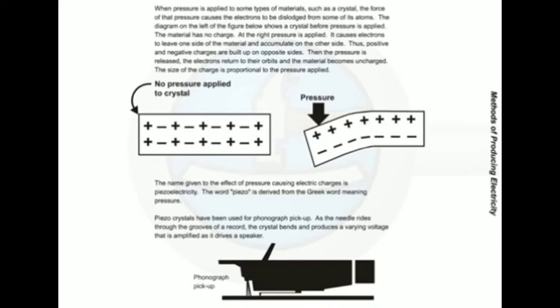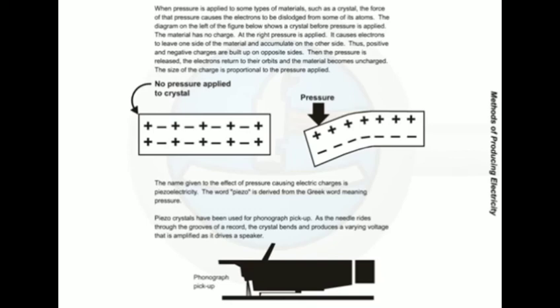It causes the electrons to leave one side of the material and accumulate on the other side. Thus, positive and negative charges are built up on opposite sides. Then the pressure is released. The electrons return to their orbits, and the material becomes uncharged. The size of the charge is proportional to the pressure applied.